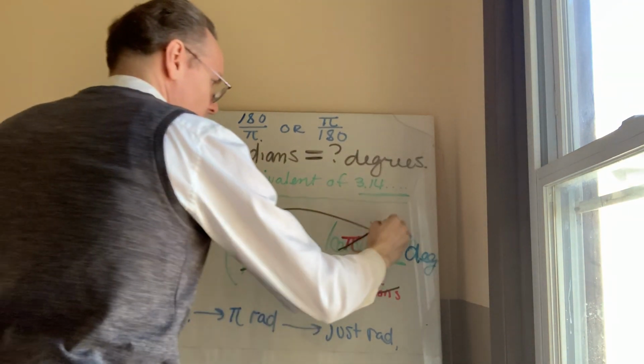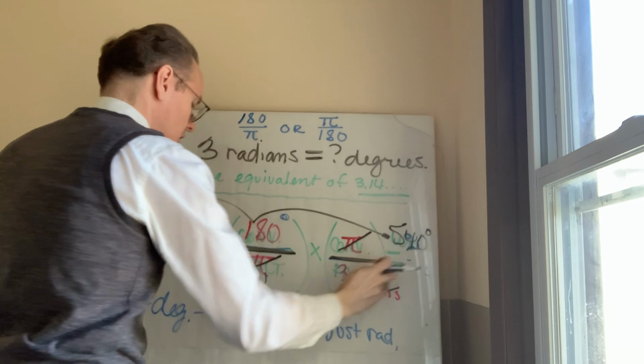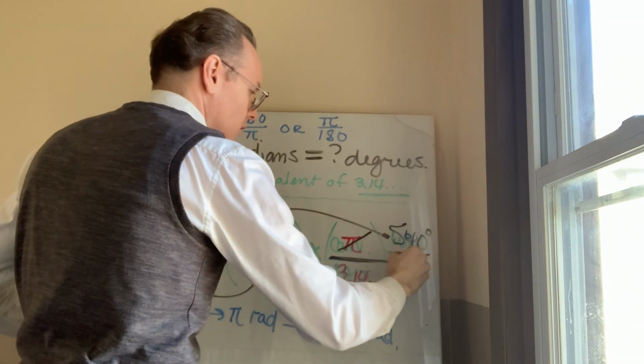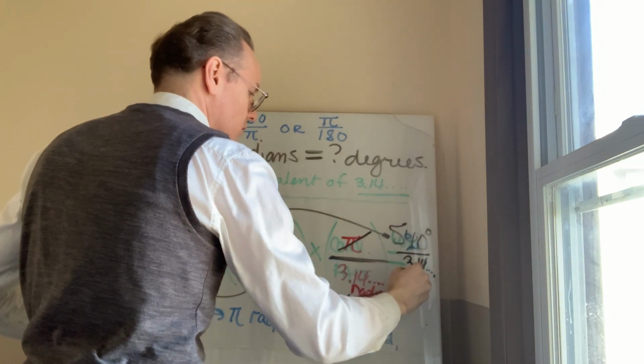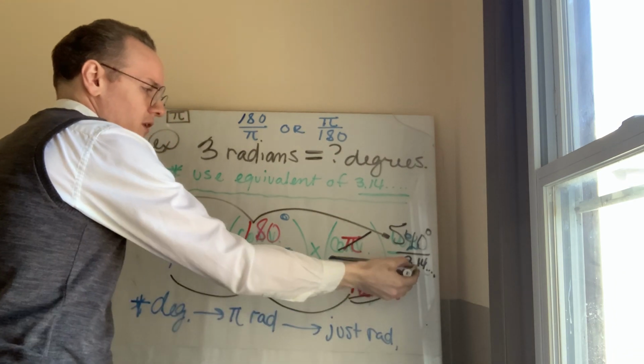which is 540 degrees. And 1 times 1 times 3.14, essentially, whatever it is, radians. Well, I canceled out the unit. Would be the denominator here.